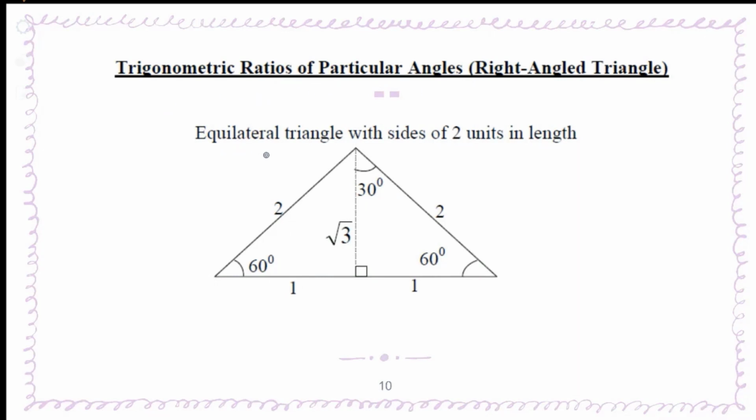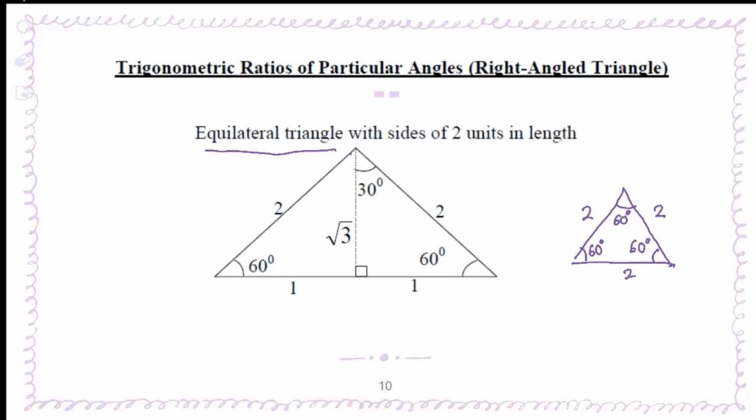Let's say we are given an equilateral triangle with sides of 2 units. So what is an equilateral triangle? An equilateral triangle is a triangle that has the same sides. So if the sides are 2 units, then all the sides will be 2. Since this is an equilateral triangle, the angles will also be the same. Since the summation of all the angles in a triangle is 180, if the angles are the same, each angle will be 60 degrees. So this is an equilateral triangle.